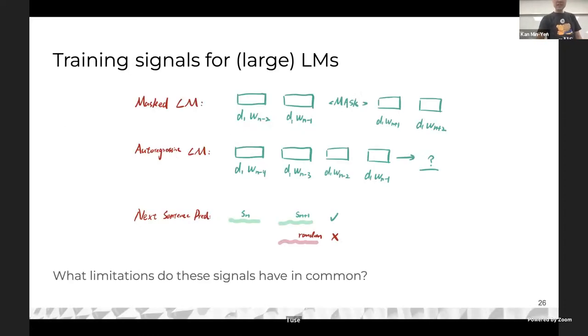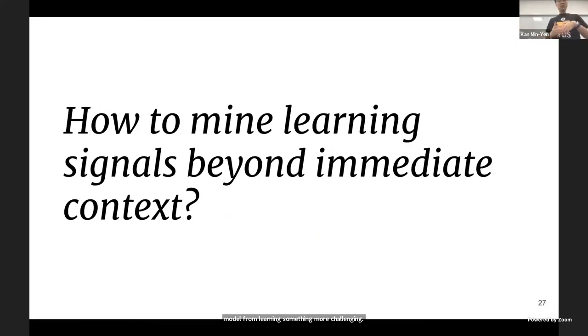Okay, so the limitation is that everything comes from the exact same document, right? So they are pretty local. Like in token prediction, all the tokens come from the surrounding context. And in next sentence prediction, the next sentence comes from its immediate context. It does not necessarily relate to something far away from it, which might prevent the model from learning something more challenging, okay? So our research question today is how to mine learning signals beyond the immediate context.